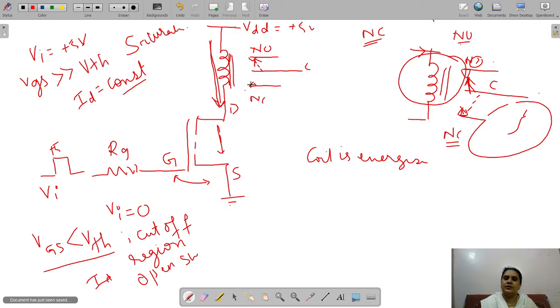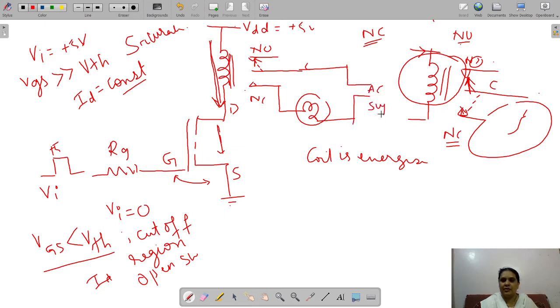So before tripping, I will connect a fan or any bulb here. Then I will connect this to the AC supply. See, I am connecting it to power here, a 230 volts, 50 hertz AC supply. Here it is only 5 volts, a small voltage.